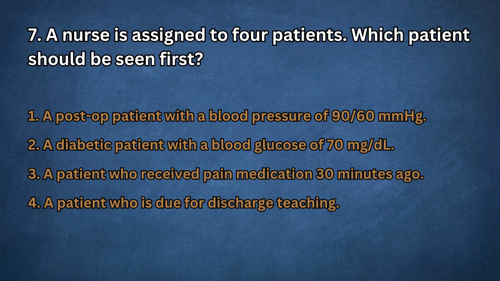7. A nurse is assigned to 4 patients. Which patient should be seen first? 1. A post-op patient with a blood pressure of 90/60 millimeters of mercury. 2. A diabetic patient with a blood glucose of 70 milligrams per deciliter. 3. A patient who received pain medication 30 minutes ago. 4. A patient who is due for discharge teaching.